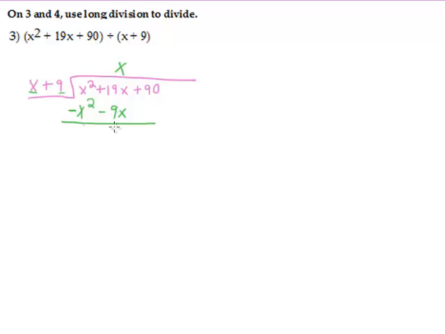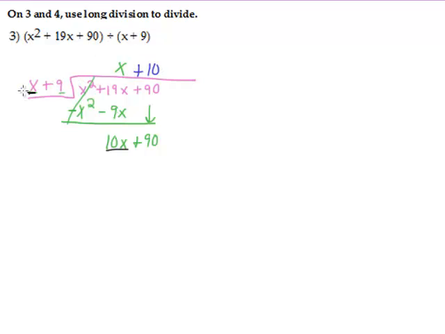Since both of these were positive, we're subtracting both numbers. These cancel. 19x minus 9x is 10x. So plus 90. We say what times x gives us 10x. So this x and this 10x is what we're looking at. What times x gives us 10x? Well, that would be a plus 10.